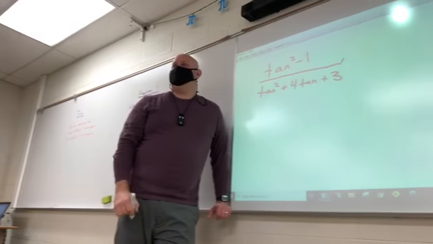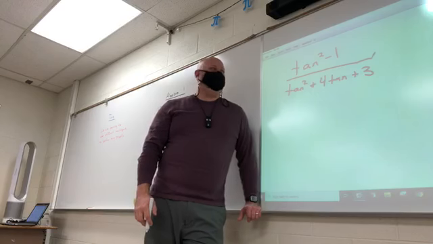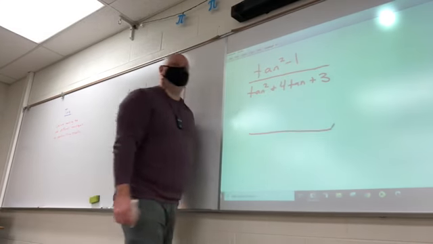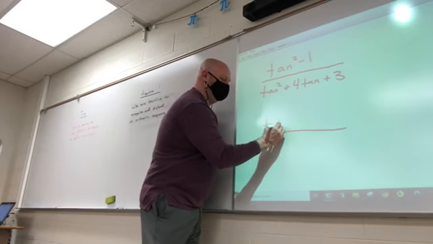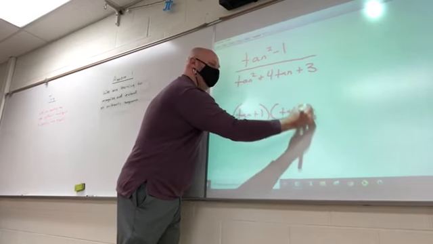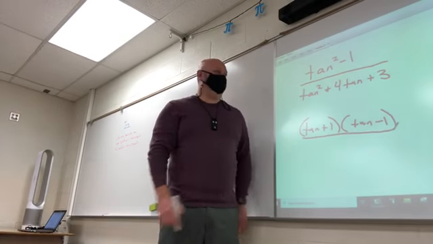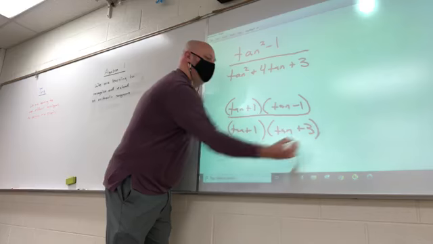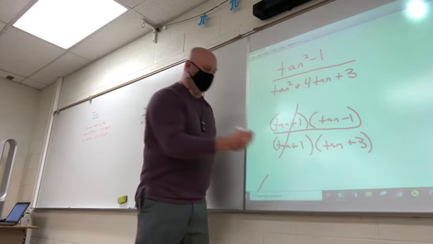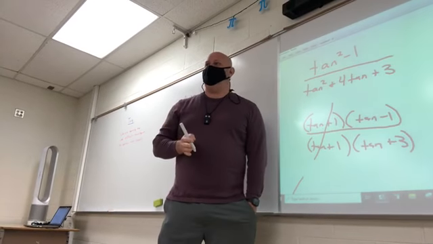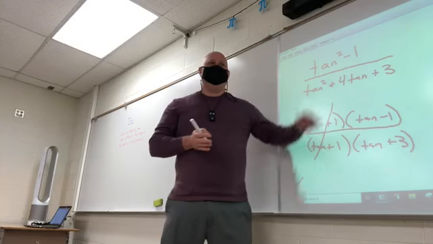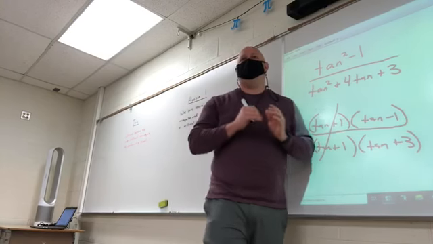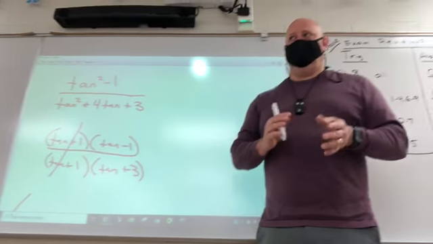You'll get something that looks like this. Tangent squared minus 1 over tangent squared plus 4 tangent plus 3. What do you think I should do? Factor. What's my numerator factor into? Tangent plus 1, tangent minus 1. That's the difference of two squares, right? What's the denominator factor into? Tangent plus 1, tangent plus 3. What happens? Plus 1's cancel, and I'm left with just that. 75% of proofs come down to simplification. Just being able to factor out and cancel everything out, in 75% of the time you're done. That's all you have to do, is simply simplify.